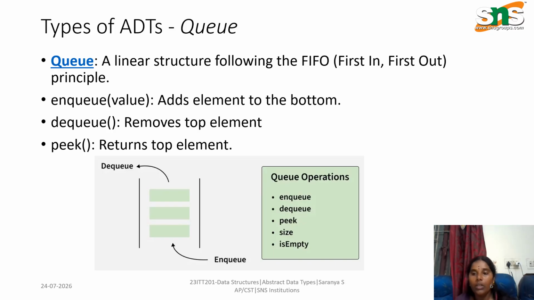In a queue, insertion is done at one end, called the rear, and deletion is done at the other end, called the front. The first inserted element is available first for the operations to be performed, and it is the first one to be deleted.